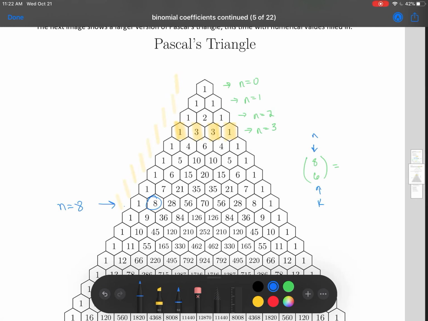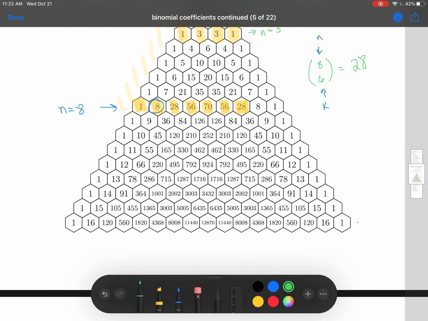That's also convenient that we can see the n value is the second number in the row. But then we also need to find k equals 6. So remember, k starts with 0 as well. So here's k equals 0, 1, 2, 3, 4, 5, 6. So it turns out that 8 choose 6 is equal to 28 because we found the 8th row and then went over to find k equals 6. All right, so that's how we find the values in Pascal's triangle.